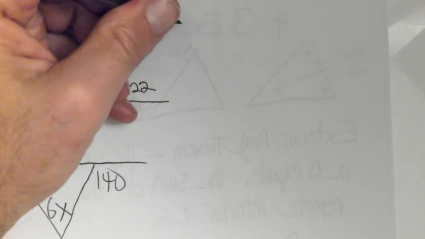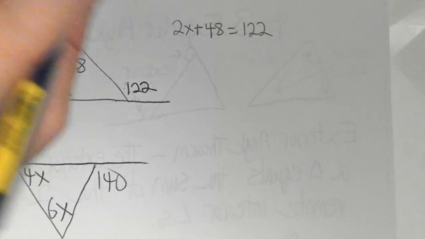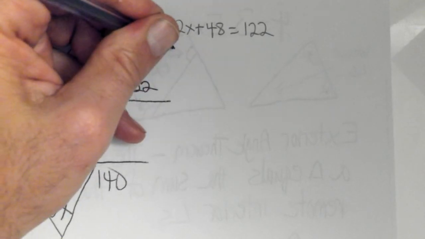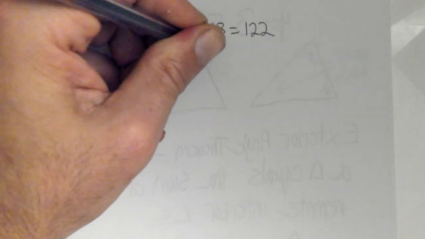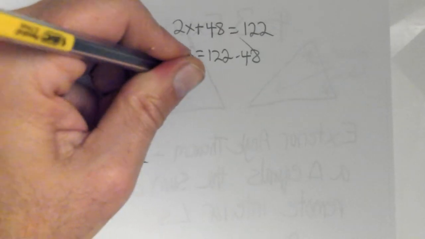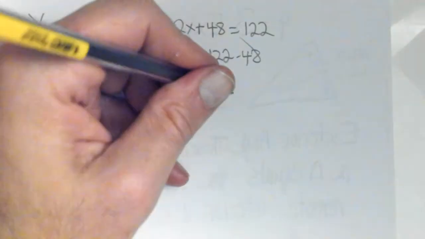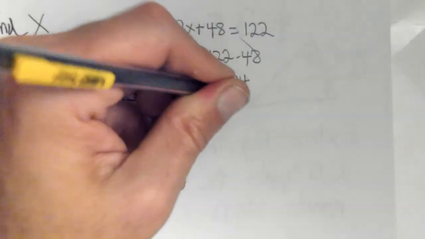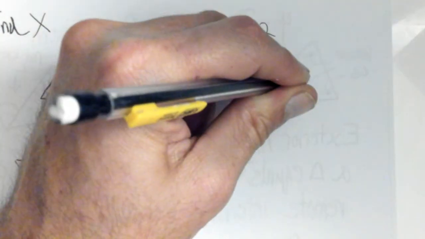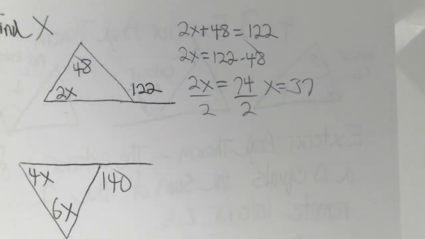So I can write 2x plus 48 equals 122. Alright, so from here my equation solving skills come in. I want x by itself. I need to move the 48 over to the other side. 2x is equal to 122 minus 48. Alright, so 2x would then have to be equal to, if I subtract that off, 74. And I'm ready to divide by 2. And so my x is equal to 37. And so that's the correct value for x.